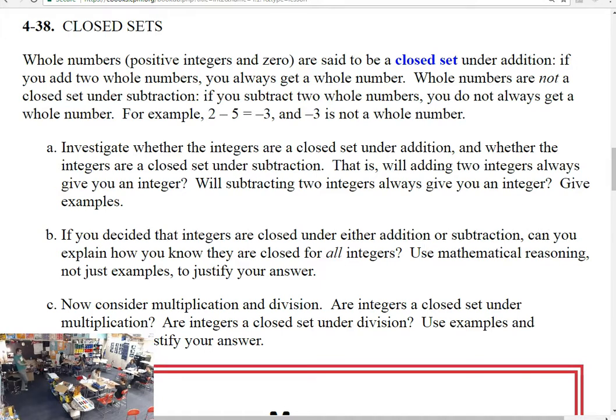Does it get a whole number? Yeah. That's a closed set. If we can break the rule, it's open. It is not a closed set. So, think about integers then. If I add two integers, do I get an integer?